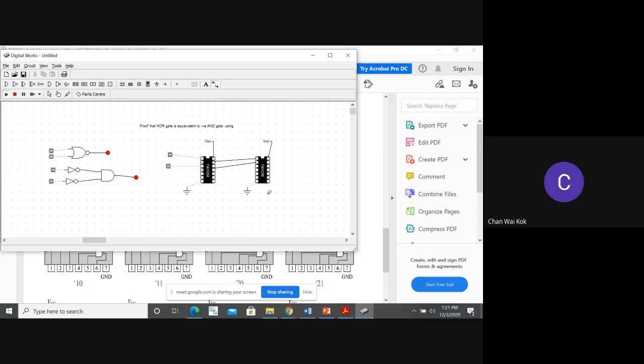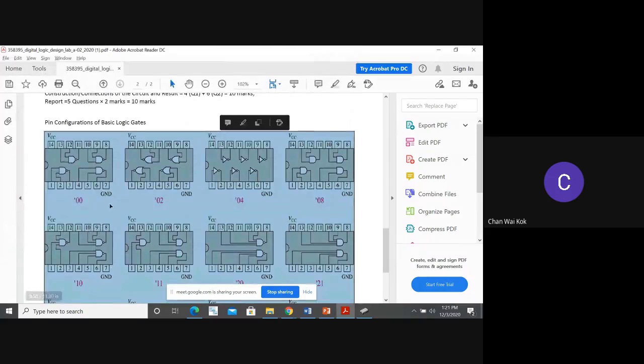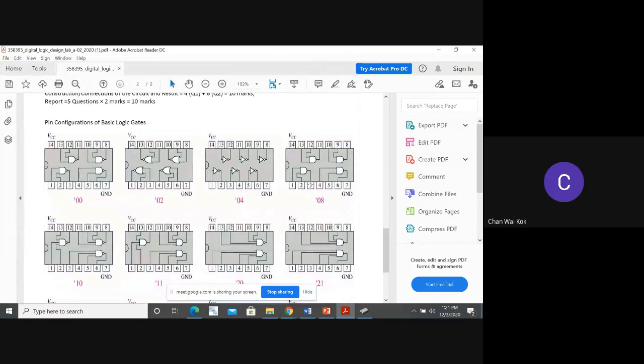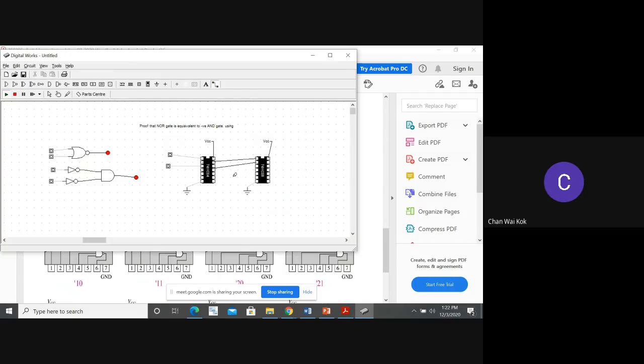Okay, 7408. So look at 7408. Pin 1 and pin 2 are the input. Pin 3 is the output. So you put the output in pin 3, connect the output. Okay, then you're done.